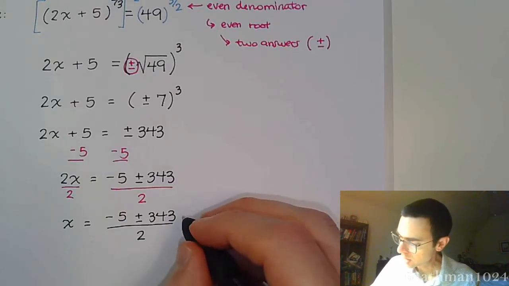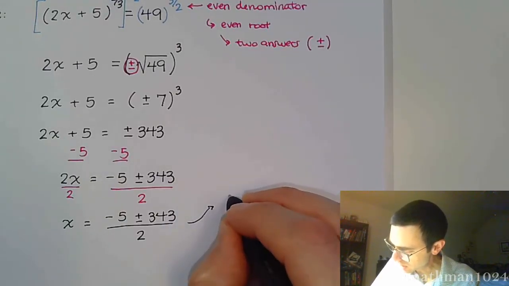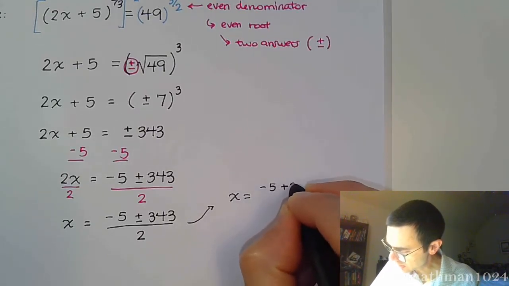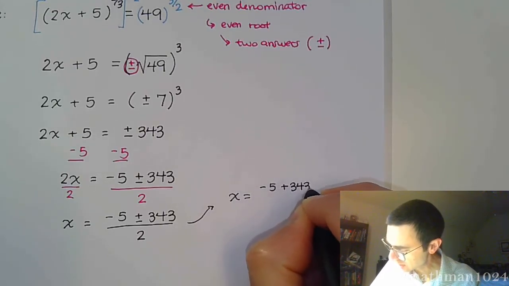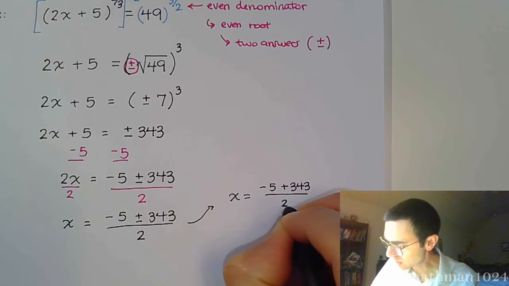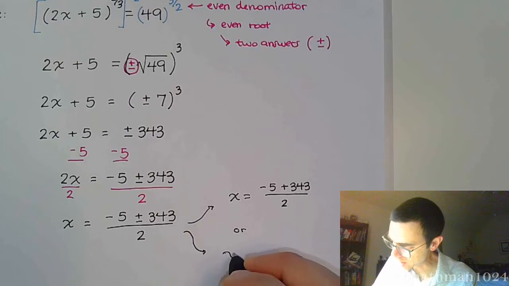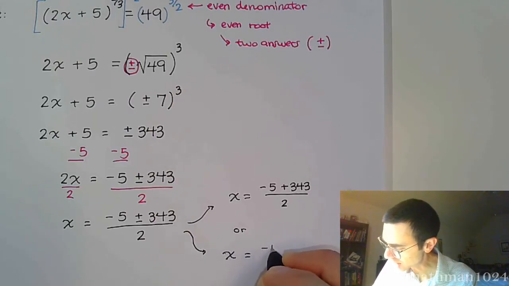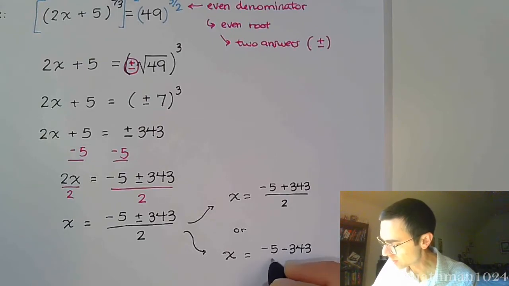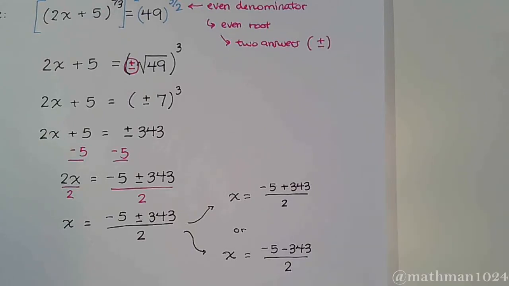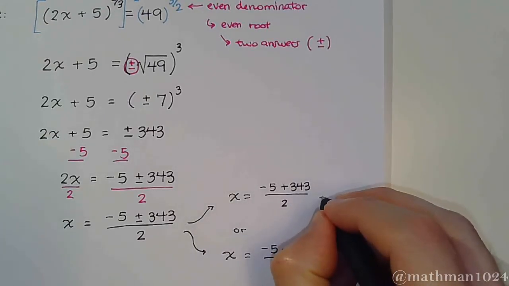All right? So that means that x equals negative 5 plus 343 divided by 2, or we're going to need to figure out the other answer. X is equal to negative 5 minus 343 divided by 2. All right? So now let's just work these out.